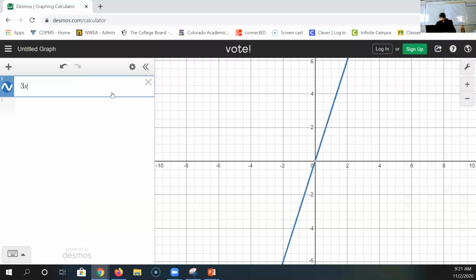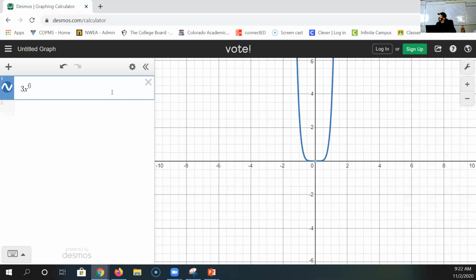So let's say, for instance, we have 3x to the 6th. Okay, what it's just stated is that we could have at most 6 real zeros and 5 turning points. But if you look at that graph, it's just that parabolic shape. Okay, that's because our leading coefficient determines end behavior. It's all these other terms plus x to the 5th.